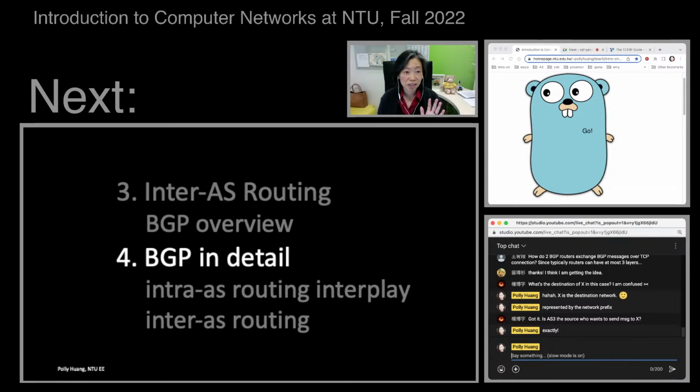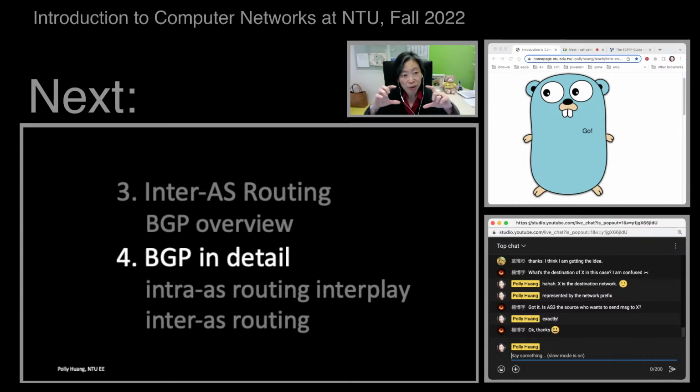Alright, so that was just the BGP overview. We have 3 more videos that explain exactly how the forwarding table is set up. So far we just talked about the routing messages being exchanged. We have not yet talked about the forwarding table. That is actually the most important topic that's coming up in part 4.